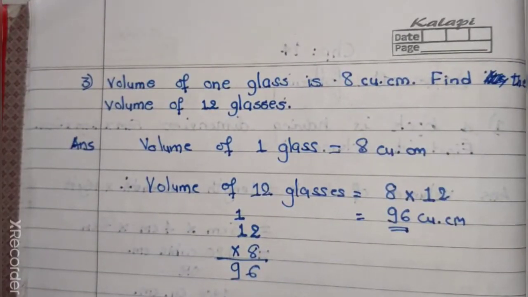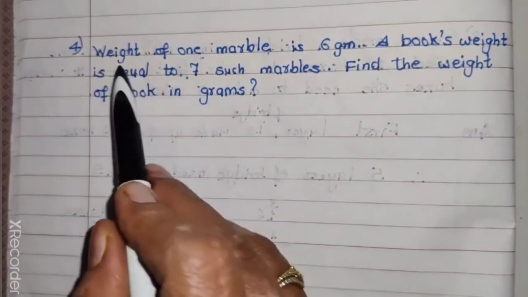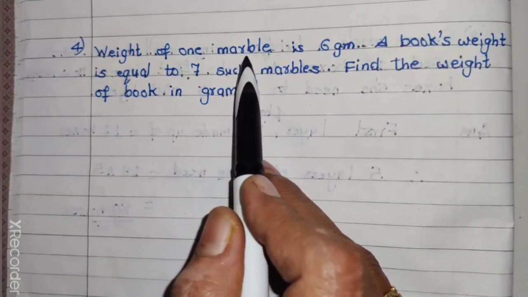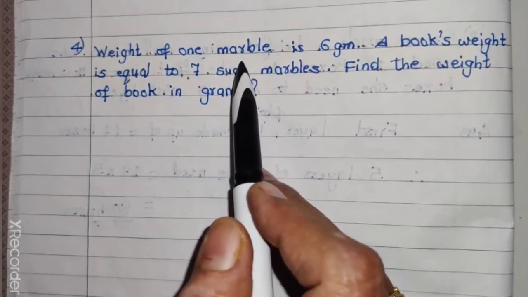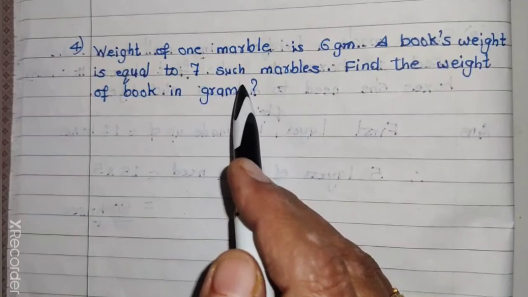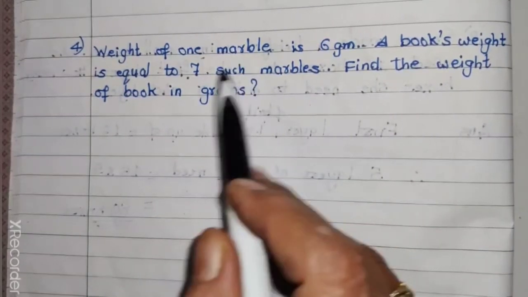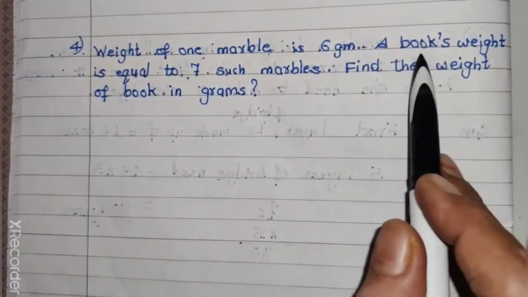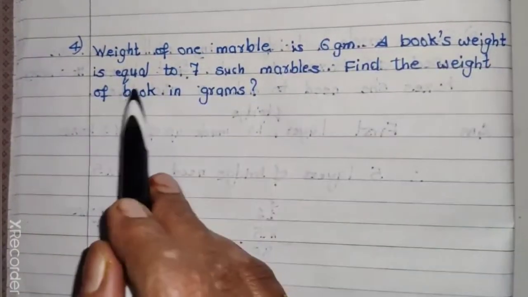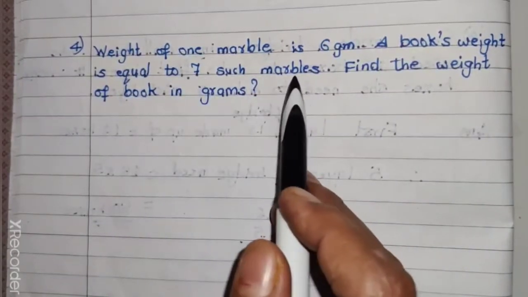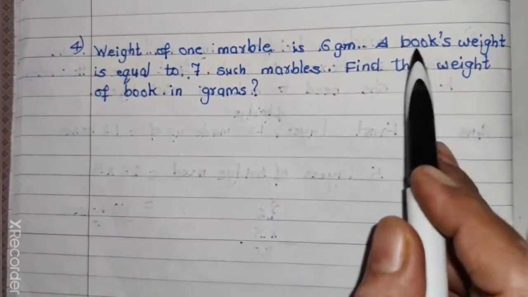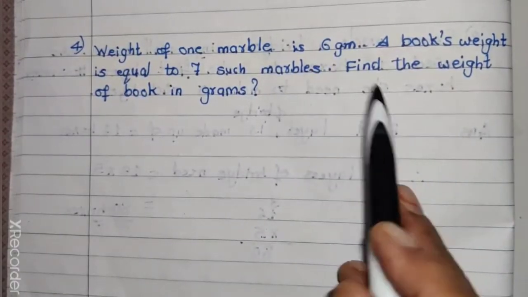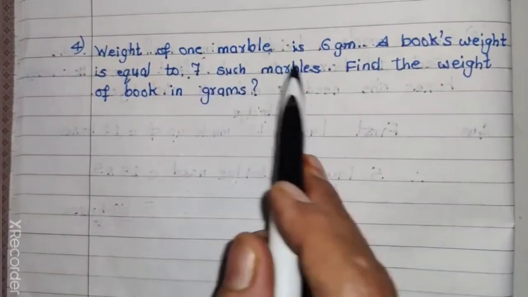Let us move ahead. The next question is weight of one marble. Now you know what is marble? The marble which you use to play, the round kind of a ball, very small, which is made up of glass. That is called marble. So weight of one marble is actually 6 gram. Okay, a book weighs equal to 7 such marbles. Now when the comparison is made between a book, one book was there, and it is kept in one of the weighing scales. So in another weighing scale, how many marbles were kept?